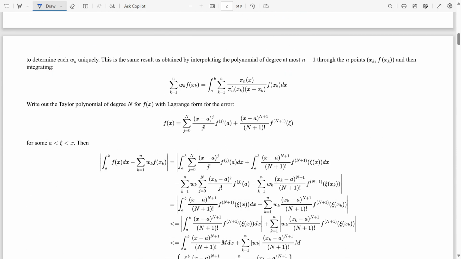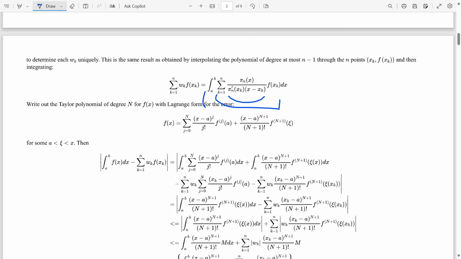If we insert this value into the quadrature formula for a general function f of x and reverse the order of integration and summation, we see that the formula is the same as would be obtained by integrating the unique polynomial of degree at most n minus 1 that goes through the n sample points.